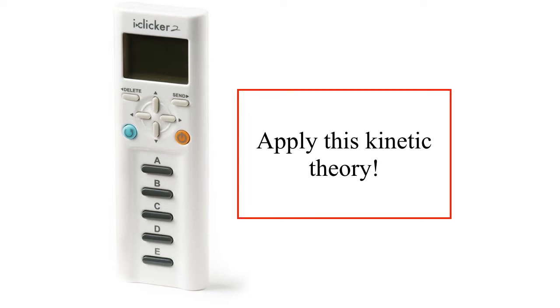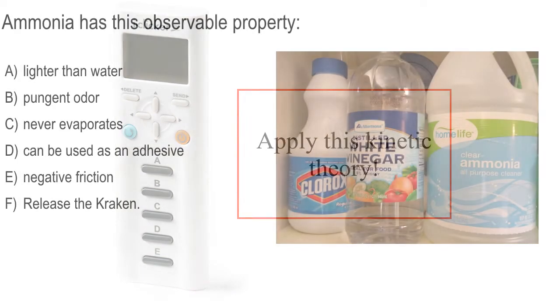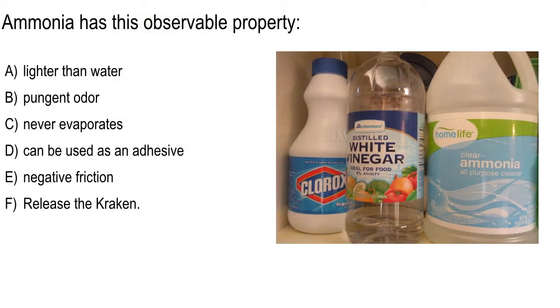Start a new session. By the way, right now, both sections are, before I do this question, at 49 questions so far for the semester. This will be the 50th. All right, so hopefully you get a go. Here's your first question about ammonia. Ammonia has this observable property.